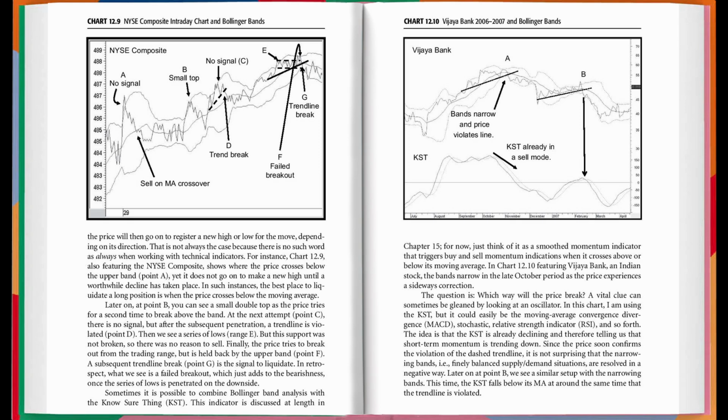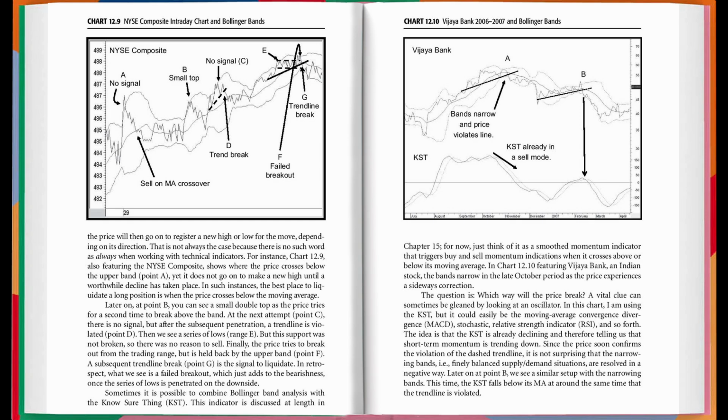Sometimes it is possible to combine Bollinger Band analysis with the KST. This indicator is discussed at length in Chapter 15. For now, just think of it as a smoothed momentum indicator that triggers buy and sell momentum indications when it crosses above or below its moving average. In chart 12.10, featuring Vijaya Bank, an Indian stock, the bands narrow in the late October period as the price experiences a sideways correction. The question is, which way will the price break?